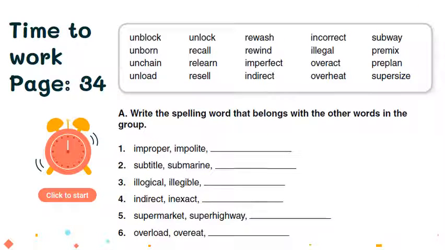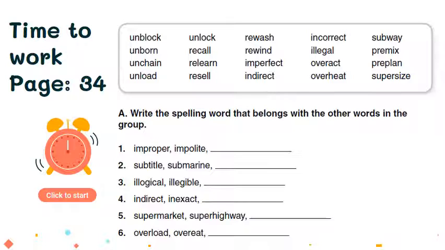Time to work now. You can go to page 34 in your phonics practice book to solve with me this exercise. Write the spelling word that belongs with the other words in the group. Okay? So I have a group of words. I have to put a word from the box that goes with them, that is similar to them or goes with the meaning. So first one, improper, something improper, impolite.